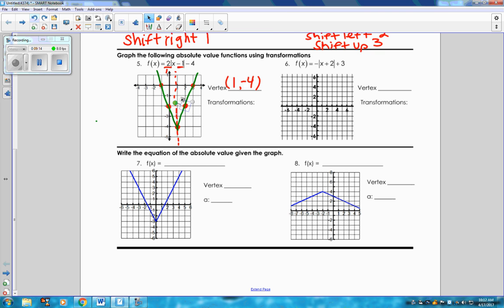I don't want it though. Oh, there, okay, fixed it. So that's how I graph an absolute value.